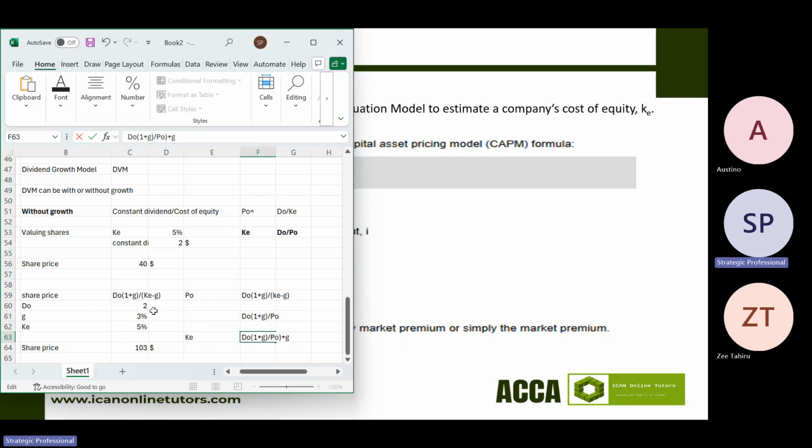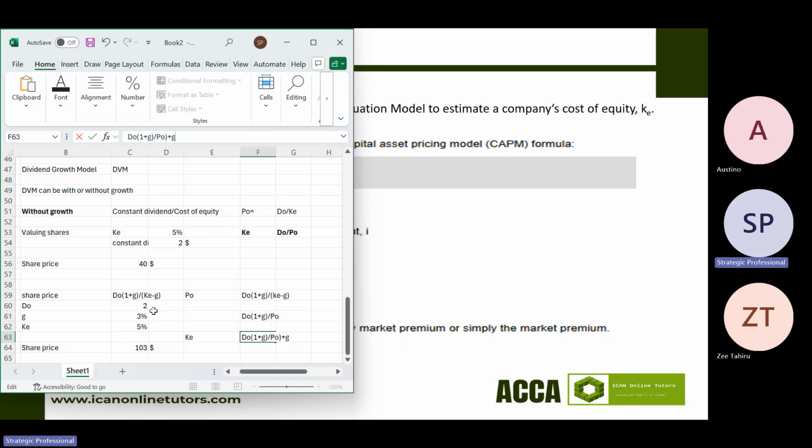Normally, for questions relating to calculating cost of equity using the dividend valuation method, they would have given you your share price and other parameters. So it's just for you to calculate the cost of equity.